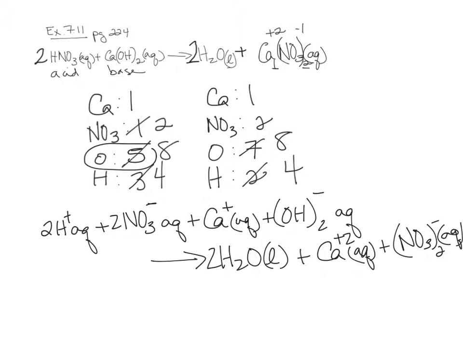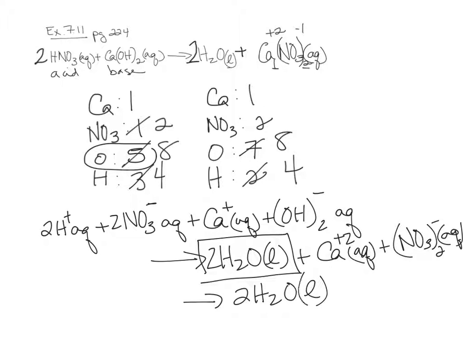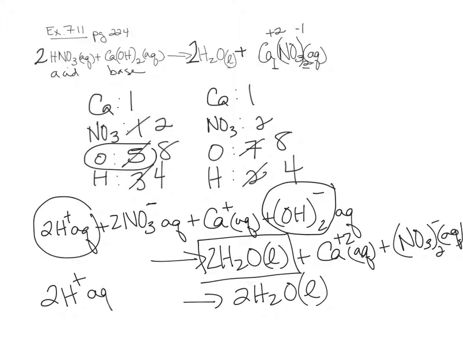Lastly, for my net ionic equation, I want to pull out the water, H2O liquid. And then I only want to take the ions that are brought together to make the water. So that's going to be my OH and my H. So 2H+ aqueous plus 2OH- aqueous. And that is my net ionic equation for my acid-base reaction.